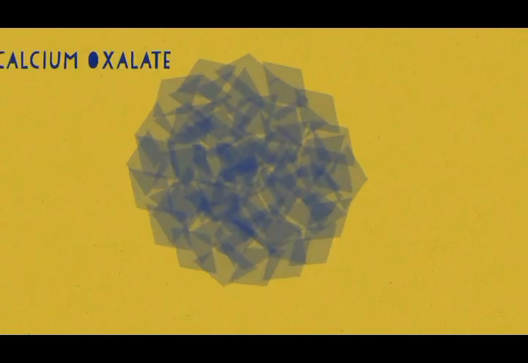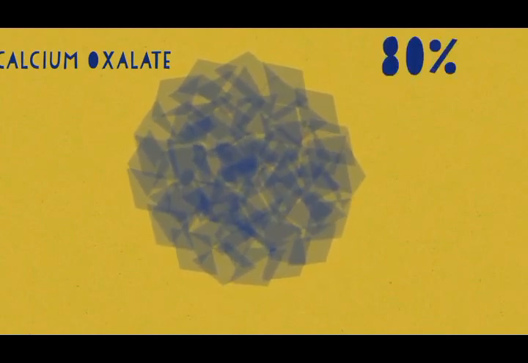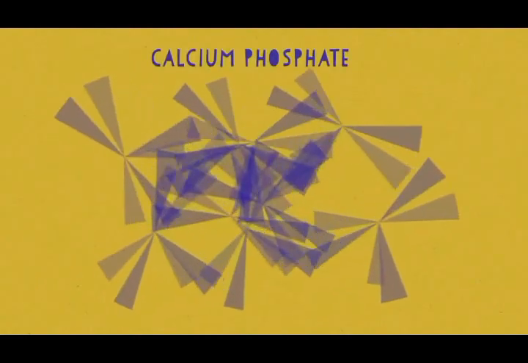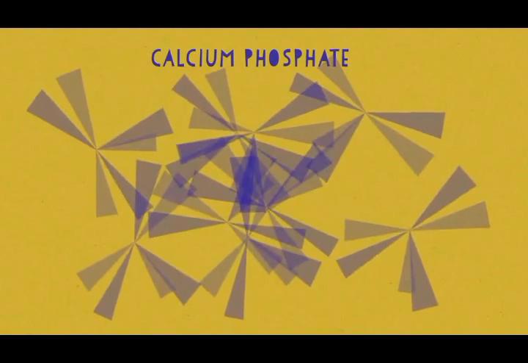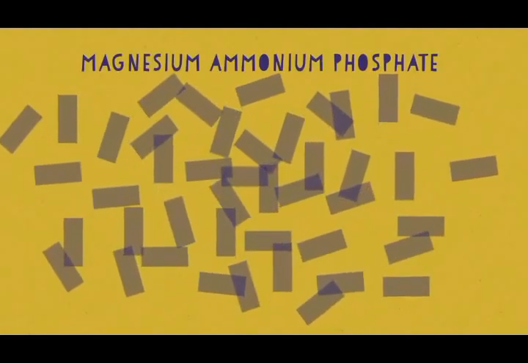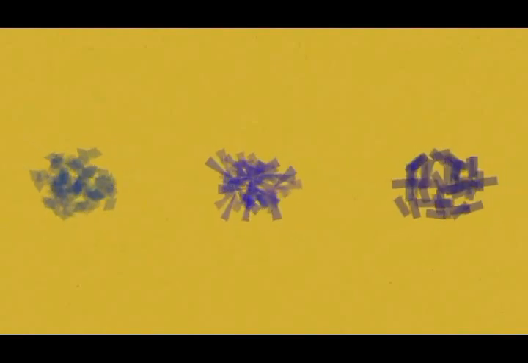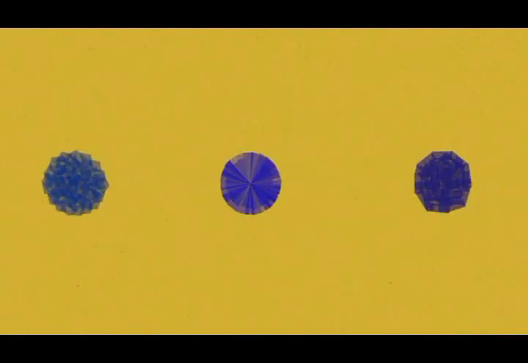Calcium oxalate is the most common type of crystal to form this way and accounts for about 80% of kidney stones. Less common kidney stones are made of calcium phosphate or uric acid. A slightly different type of stone, made of the minerals magnesium ammonium phosphate or struvite, can be caused by bacterial infection. And even rarer stones can result from genetic disorders or certain medications.